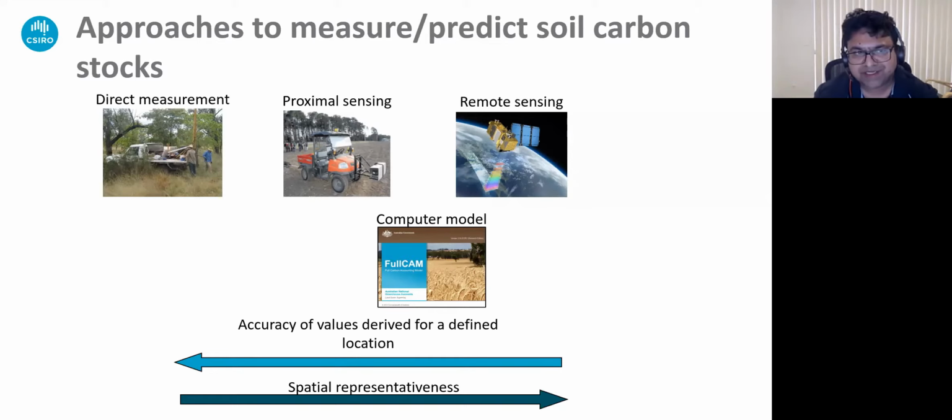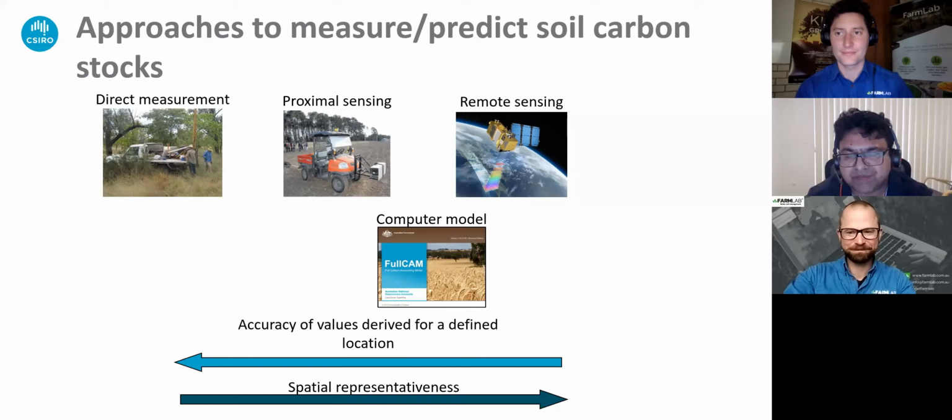There are basically 3 or 4 approaches to measuring soil organic carbon in the literature. That's direct measurements, which is the gold standard, and then proximal sensing, remote sensing, and computer models. Now, the accuracy of these 4 different approaches and their spatial representativeness vary. If you measure at a point scale, direct measurements are more accurate, but their spatial representativeness is limited. It should also be mentioned that, other than direct measurements, proximal sensing, remote sensing and computer models all require direct measurement data.